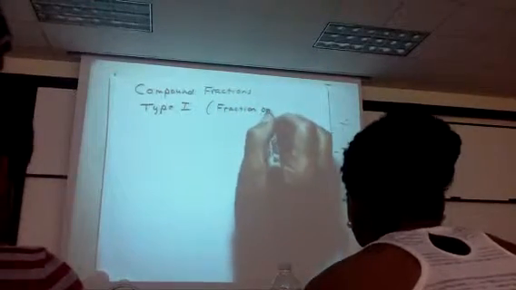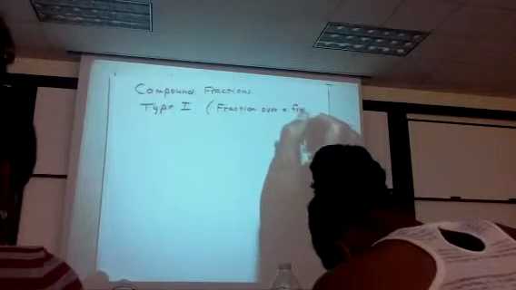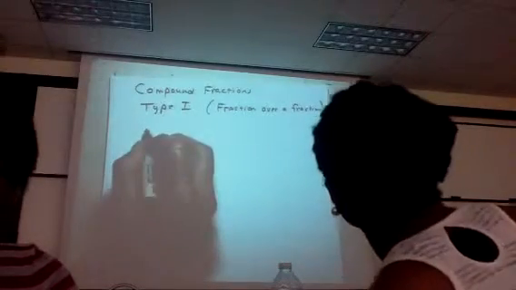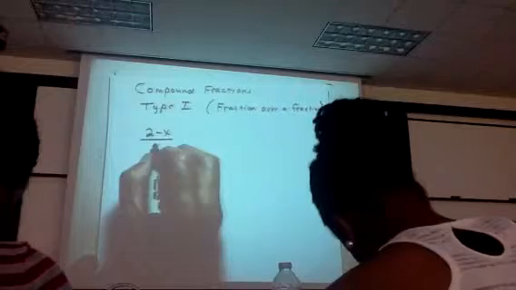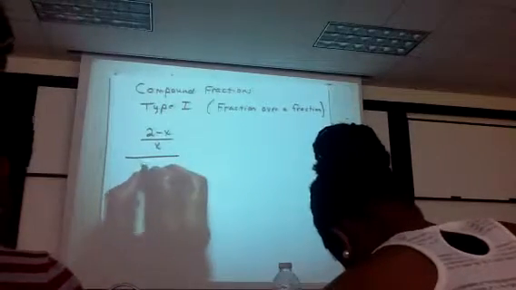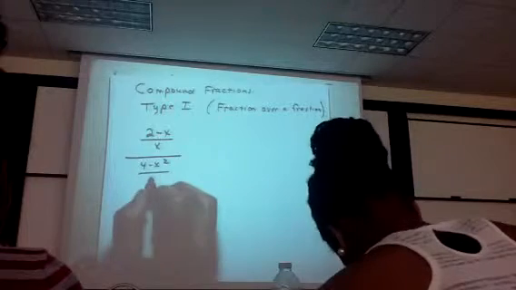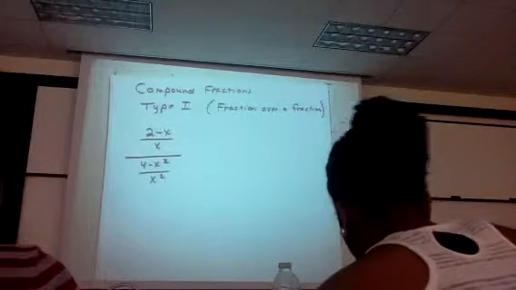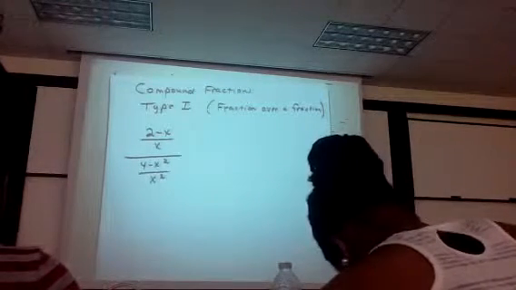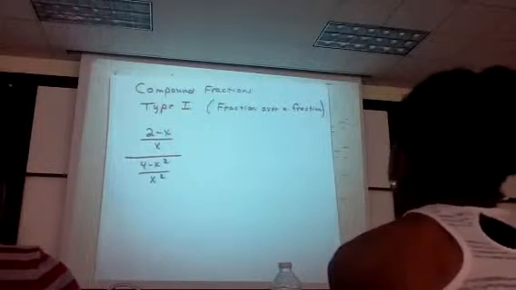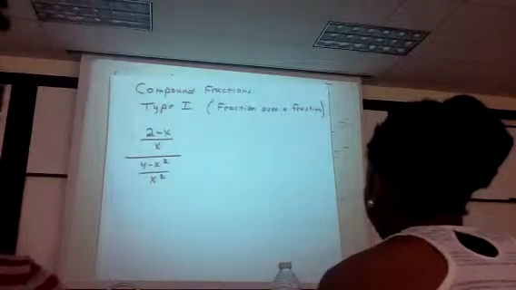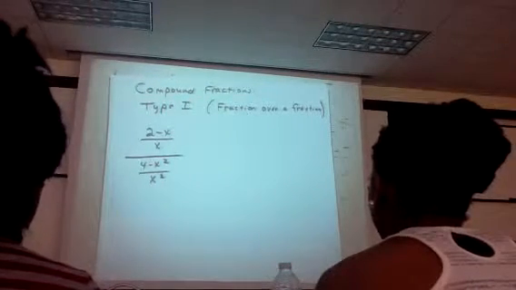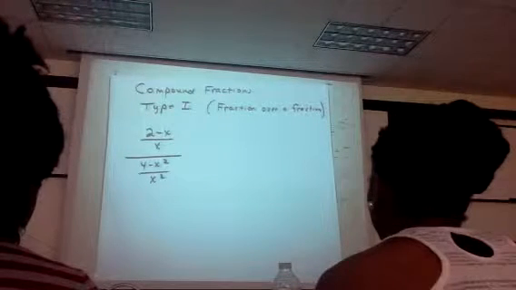Type 1 is just a fraction over a fraction. One fraction over one fraction. Like this. See what I mean about adding insult to injury if you already don't like fractions? This is considered unsimplified. A compound fraction is considered unsimplified. Fractions are fine, but not fractions in fractions.